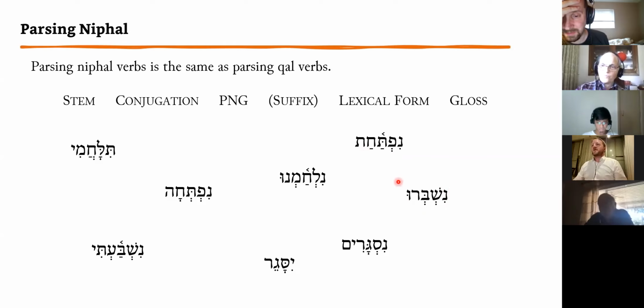Okay, so I'll give you this one. That one's easier. Tackle that one, because I tripped you up on that one, kind of on purpose. You did, and I was distracted as well. So nishbaru, that's a Niphal perfect third common plural, I do believe, from shavar, to break. Look how quick that was. Yes, I'm quick with the easier ones. So the gloss: they were broken, or they broke. Intransitive, you could say they broke, right?